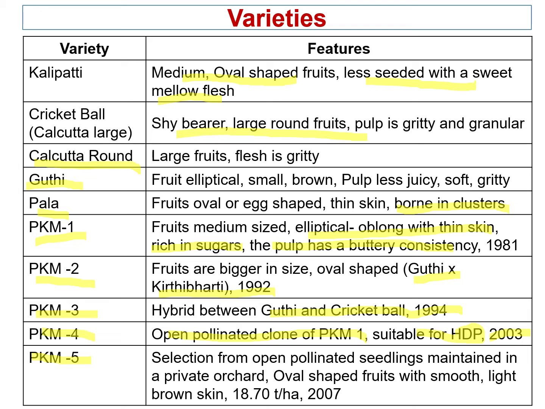The next is PKM5. That is a selection from open pollinated seedlings from a private orchard in Tamil Nadu. They are oval shaped fruits with smooth light brown skin, and the yield is 18.70 ton per hectare. So the yield of PKM5 is much higher compared to other PKM series. 18.7 ton per hectare is the yield potential of PKM5, and PKM5 was released in the year 2007.